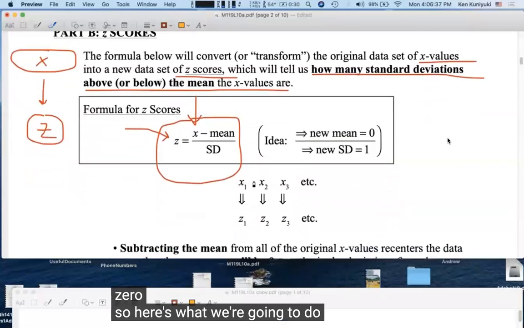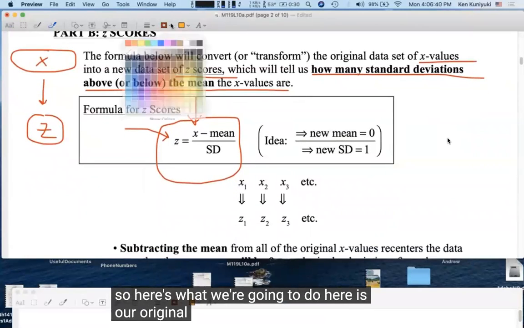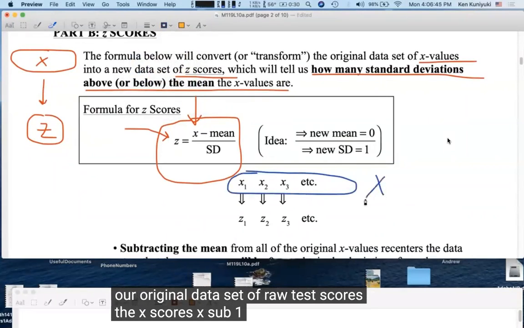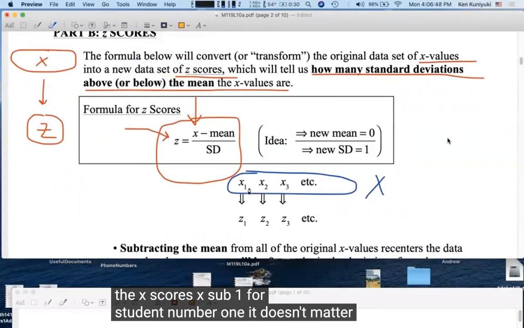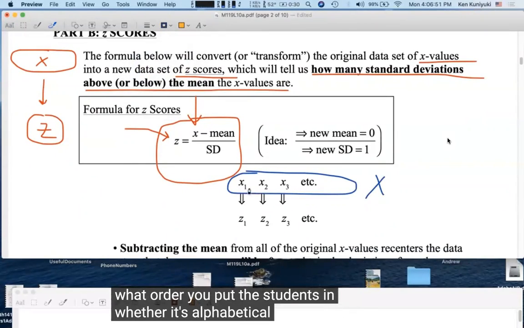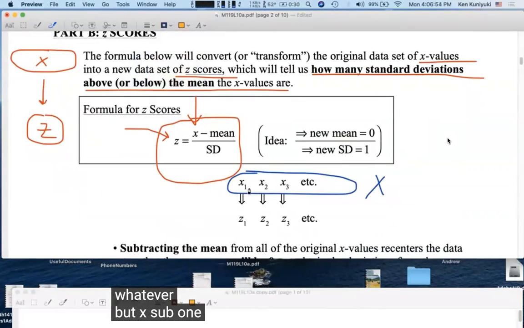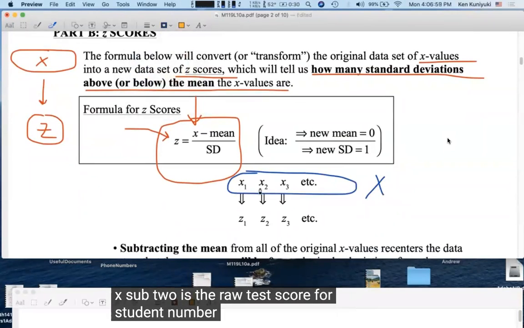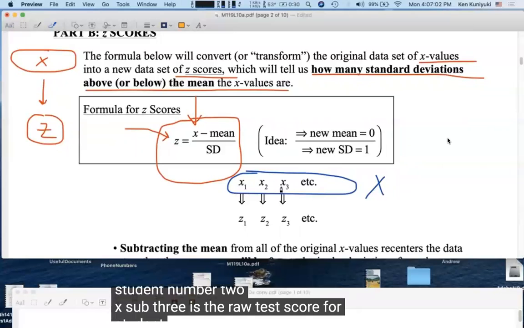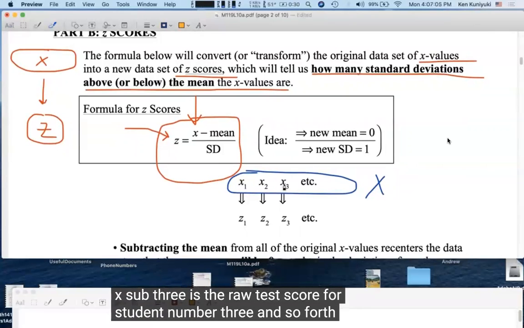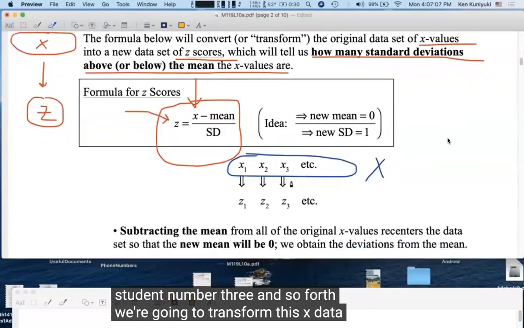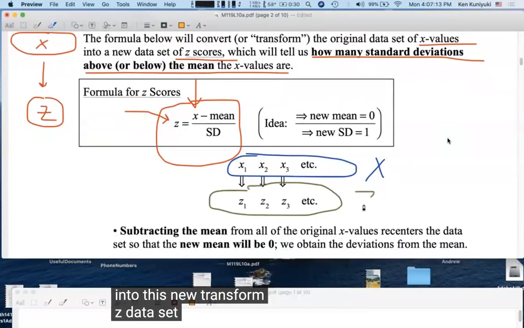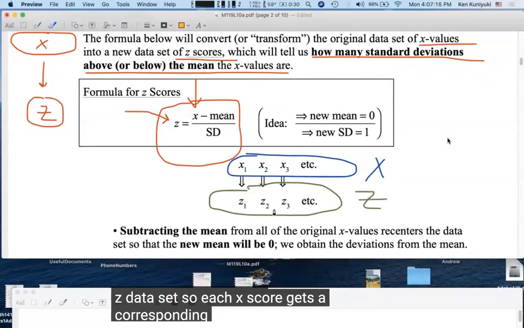So here's what we're going to do. Here is our original data set of raw test scores, the X scores. X of 1 for student number 1. It doesn't matter what order you put the students in, whether it's alphabetical or sorted or whatever, but X of 1 is the test score for student number 1. X of 2 is the raw test score for student number 2. X of 3 is the raw test score for student number 3, and so forth. We're going to transform this X data set into this new transformed Z data set. So each X score gets a corresponding Z score.